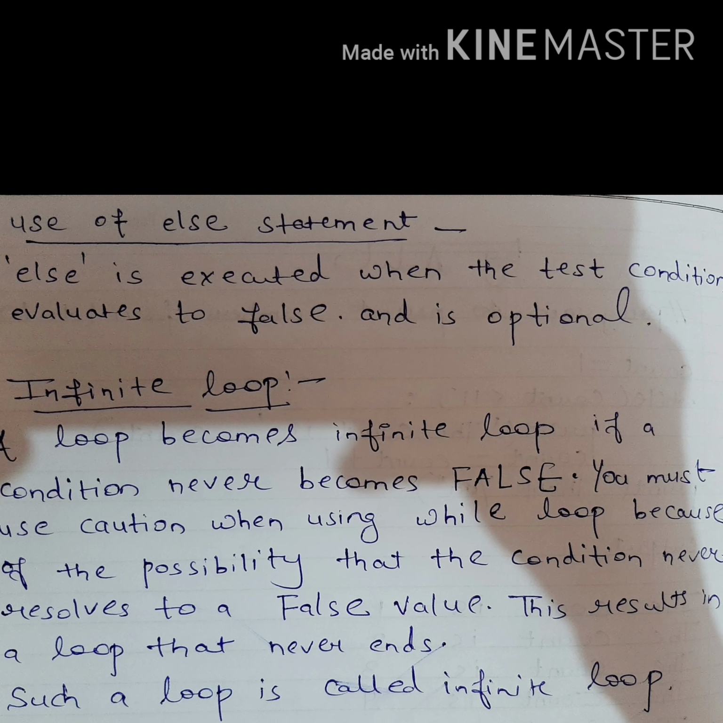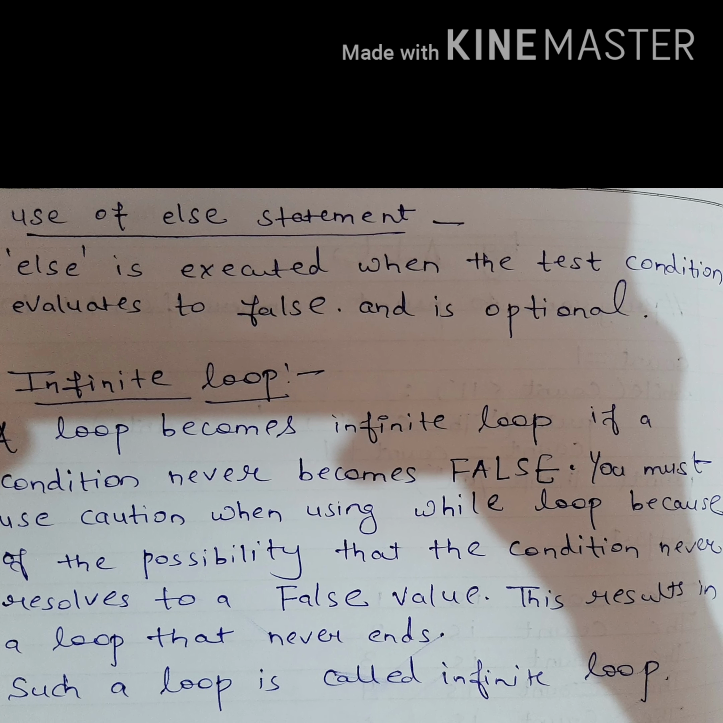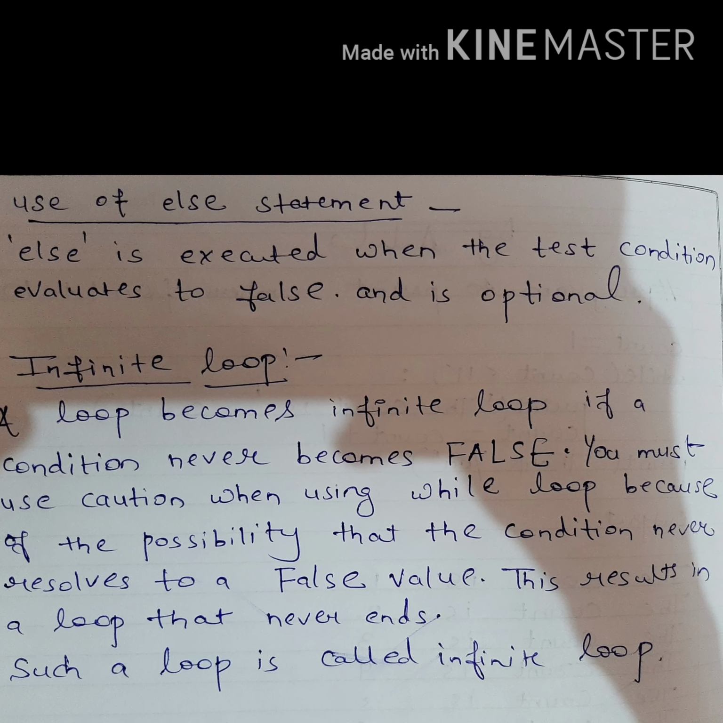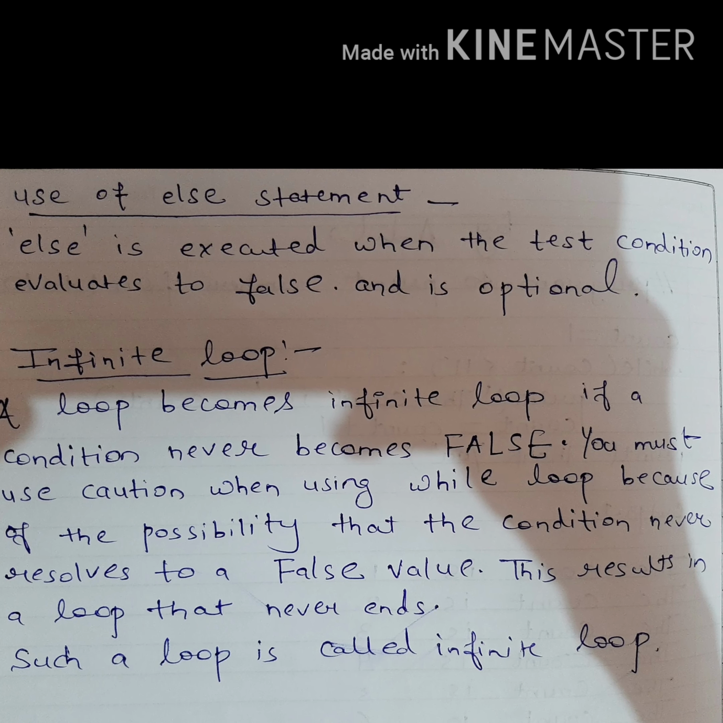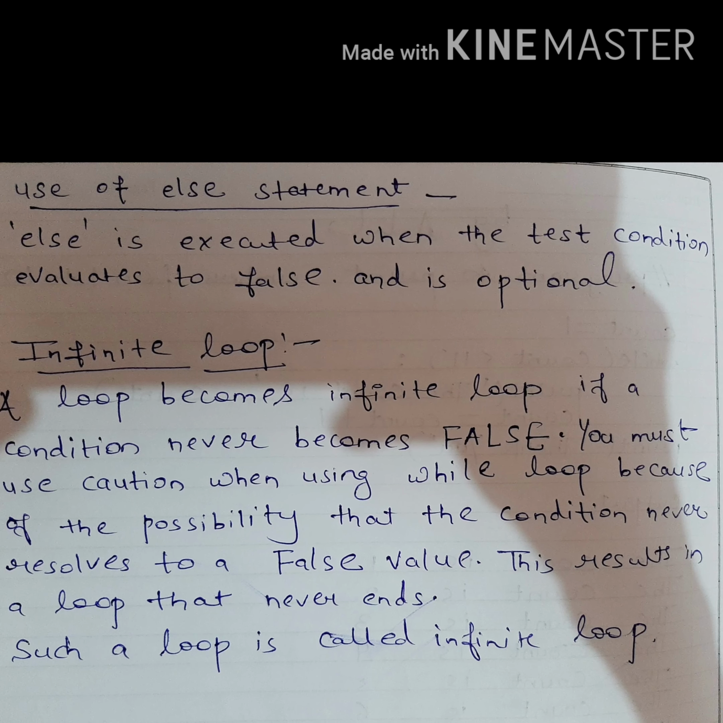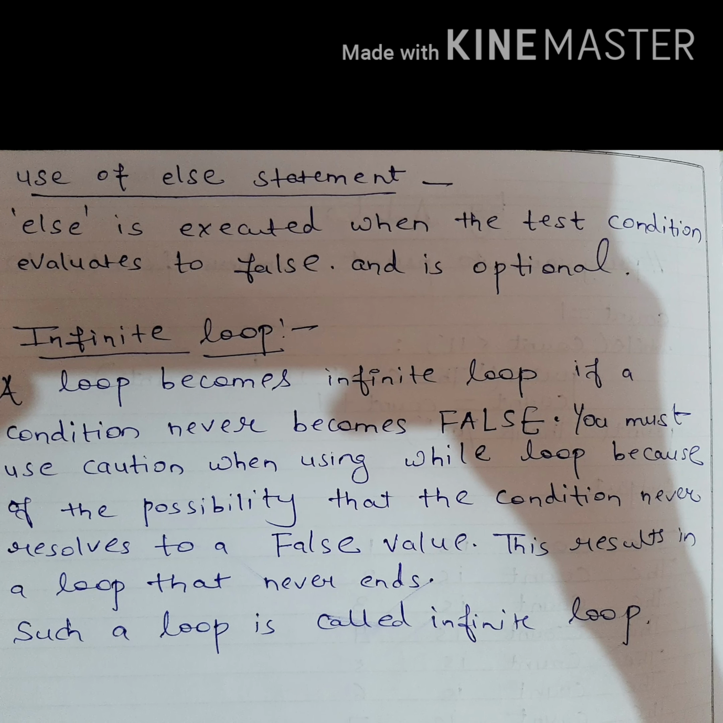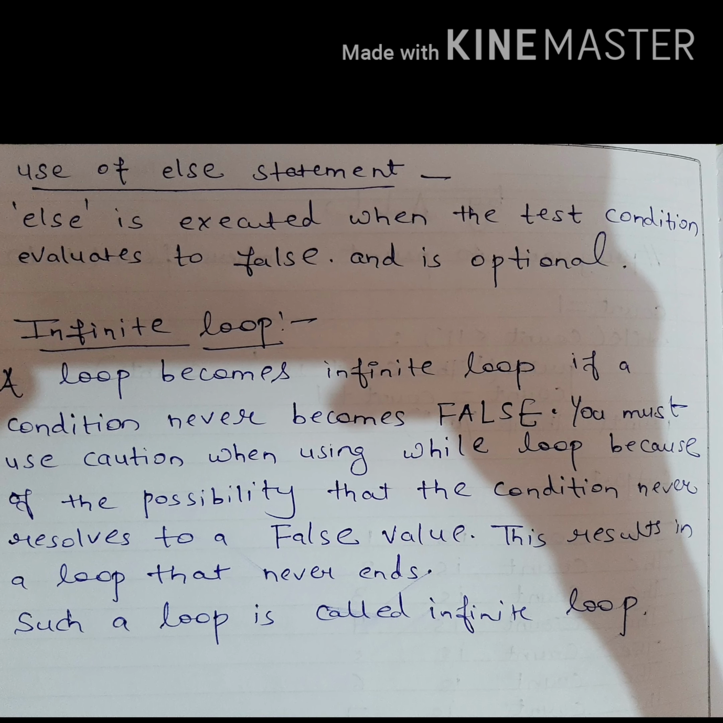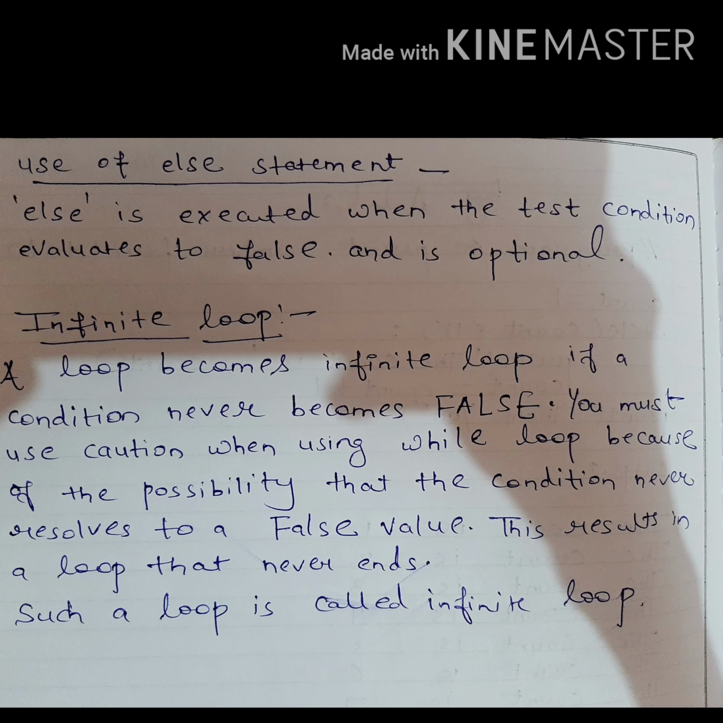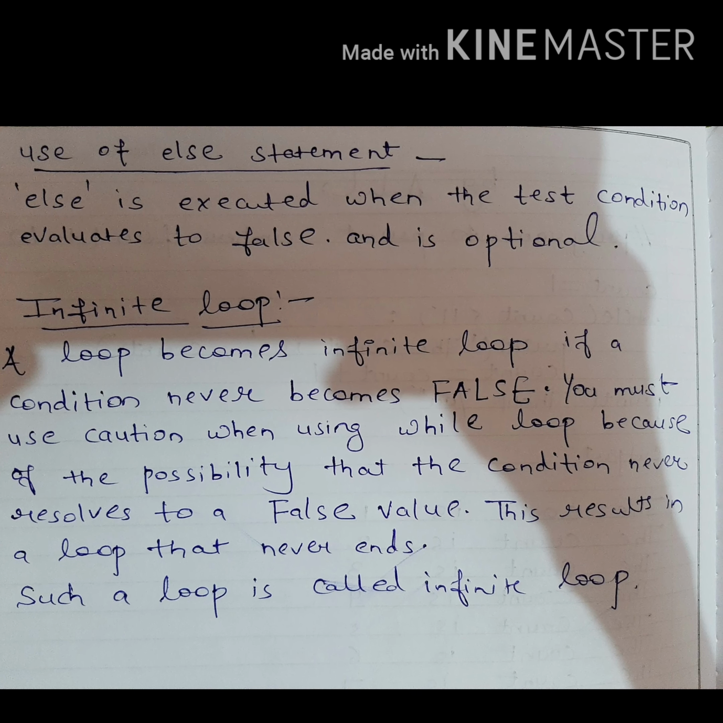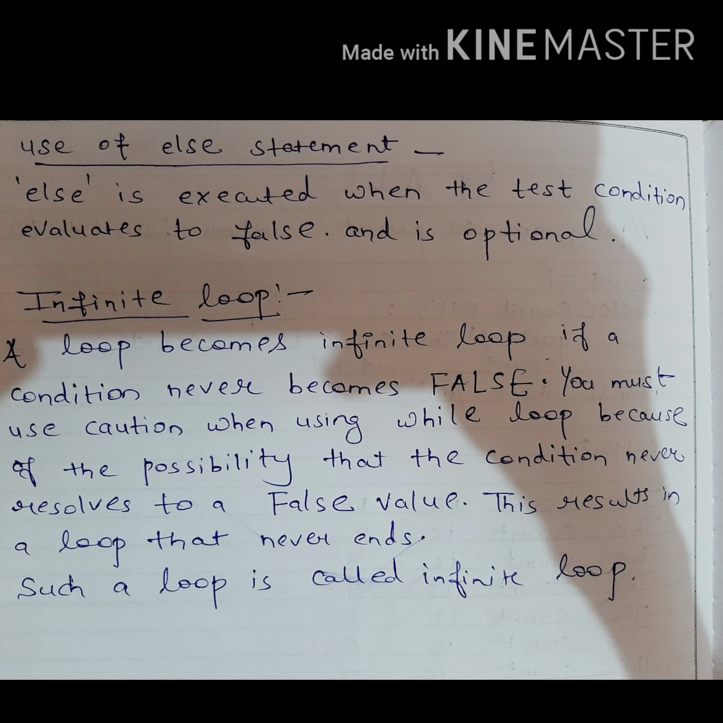Else statement with loops. Else is executed when the test condition evaluates to false and is optional. So, if the else statement is used with a for loop, the else statement is executed when the loop has exhausted iterating the list. If the else statement is used with the while loop, the else statement is executed when the condition becomes false.